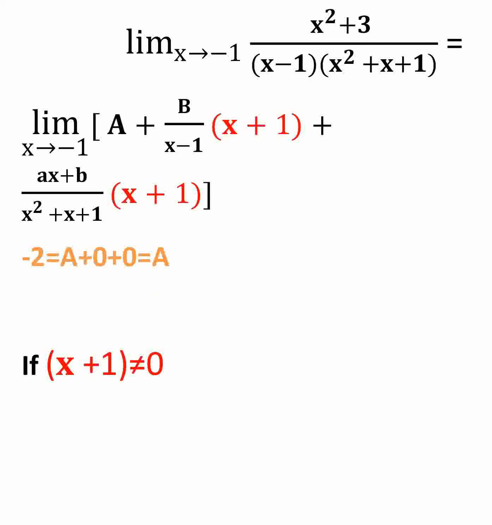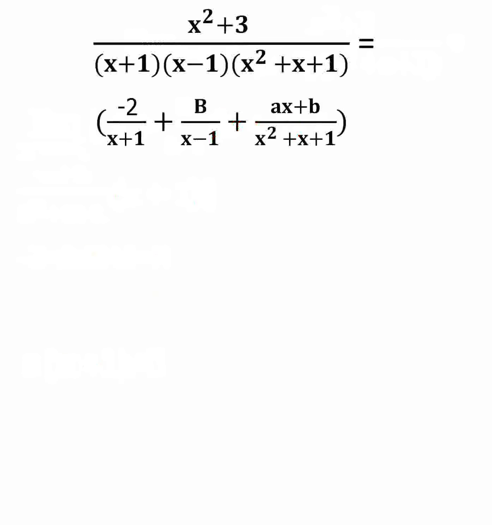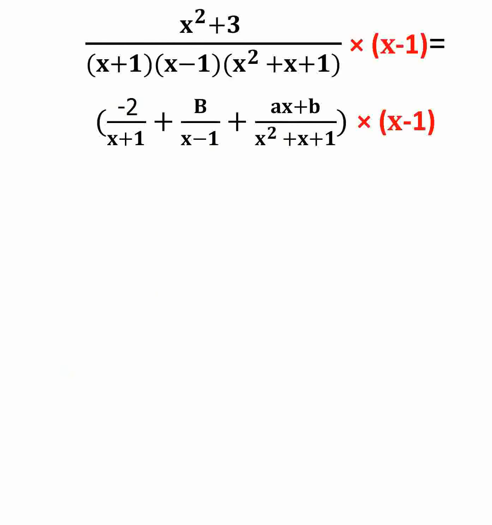Now let's find the capital B. Again here we should multiply both sides by its denominator x minus 1 and set x minus 1 to be 0. I'm not going to do it here, but B would be equal to 2/3.